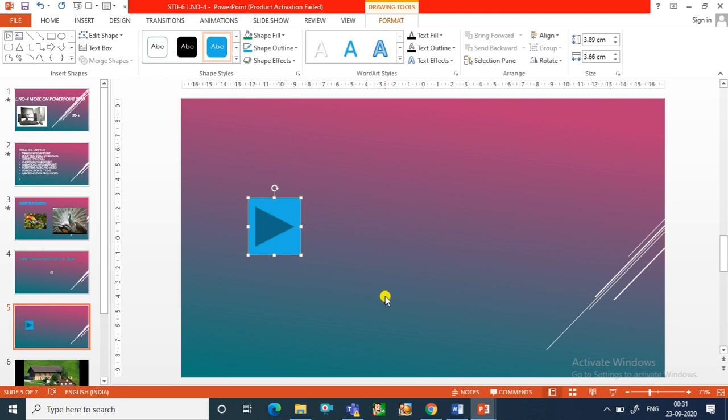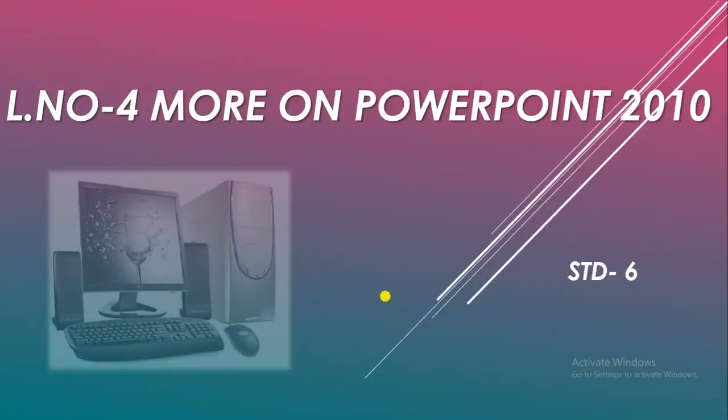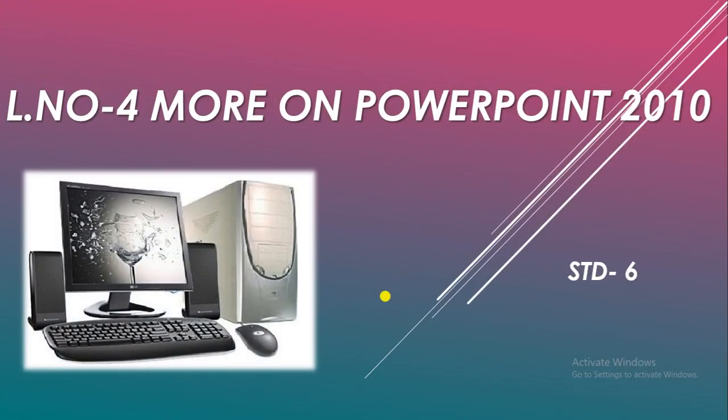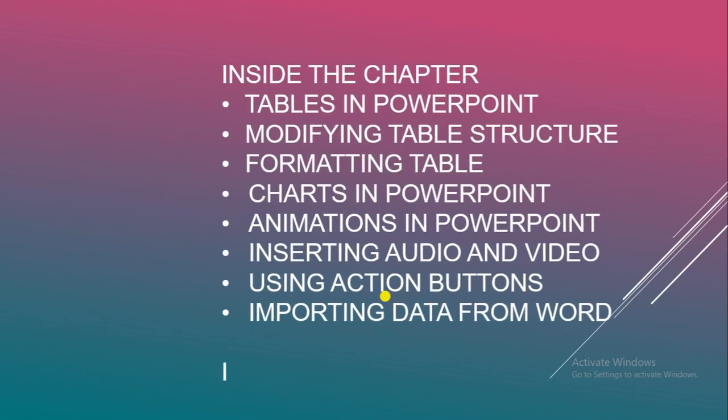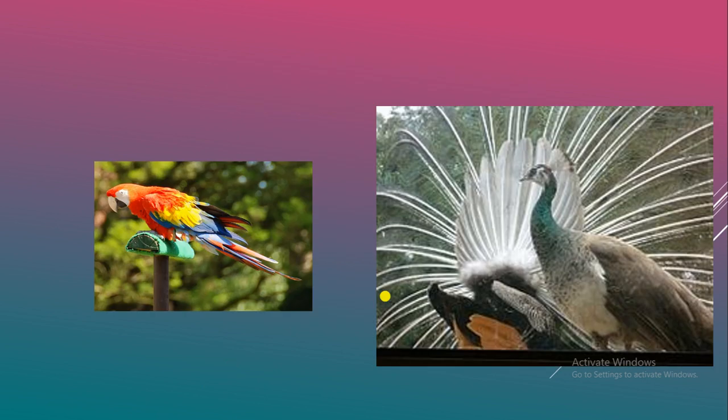Now click on F5 button and just play the video. See, all these are the animations, transitions that we have given. This is the motion path. Okay, this is what inserting the pictures.